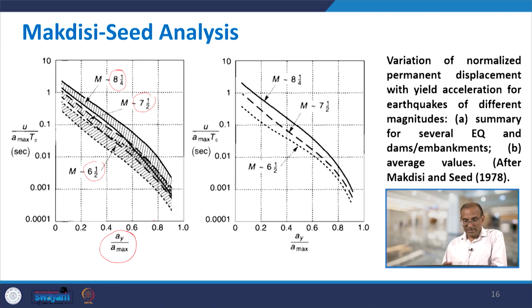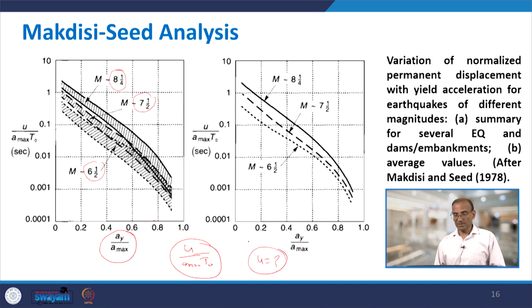Figure B is the same as figure A, with the only difference that rather than this range, the average value has been taken. So, here there was a region, but this region has been represented by 3 lines. So, what we do using this figure, for a given value of AY by A max, we find this ratio U into A max or T naught, and because A max is known, and T naught is the time period of the dam, you can find the value of U. Your unknown is U in this case, so permanent displacement can be found this way.